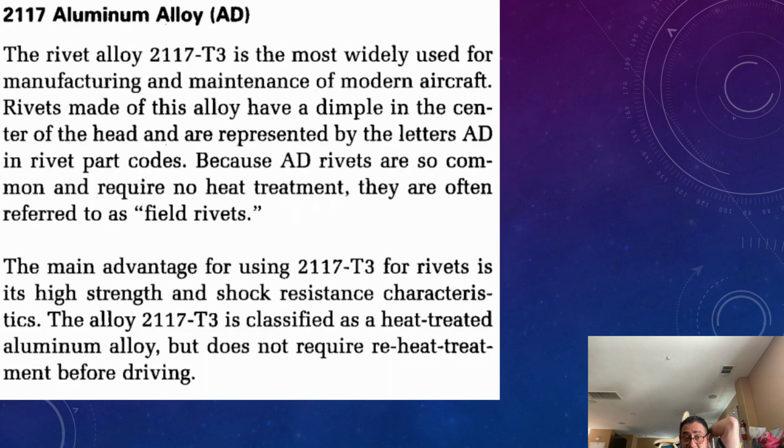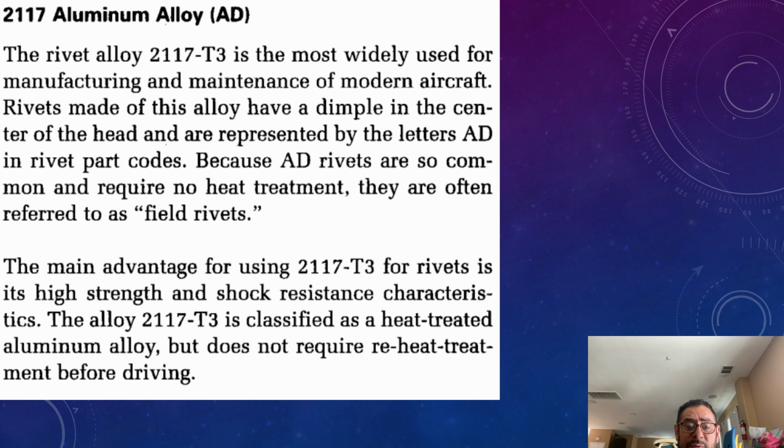Now it's 2117 aluminum alloy. The rivet alloy 2117-T3 is the most widely used for manufacturing and maintenance of modern aircraft. Rivets made of this alloy have a dimple in the center of the head and are represented by the letters AD in the rivet part code. Because AD rivets are so common and require no heat treatment, they are often referred to as field rivets.